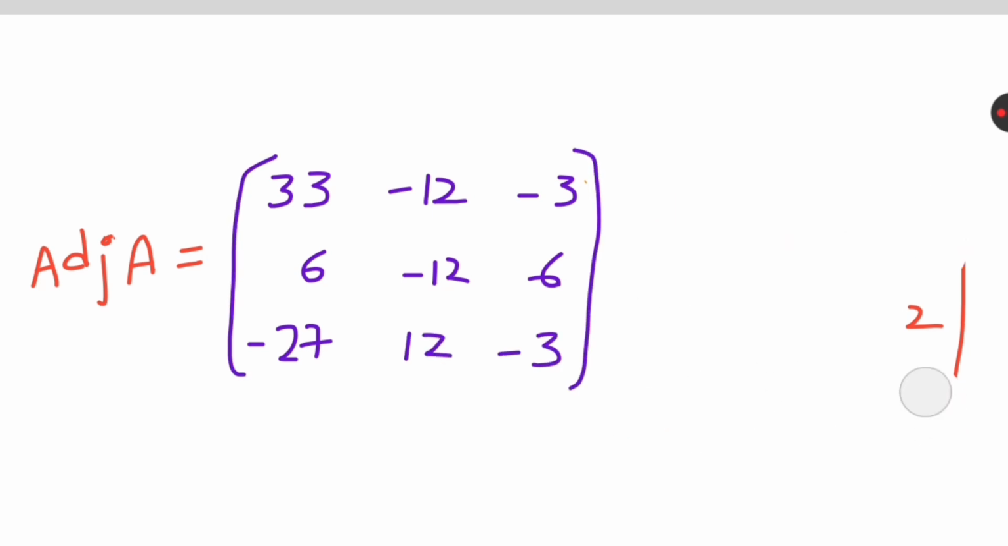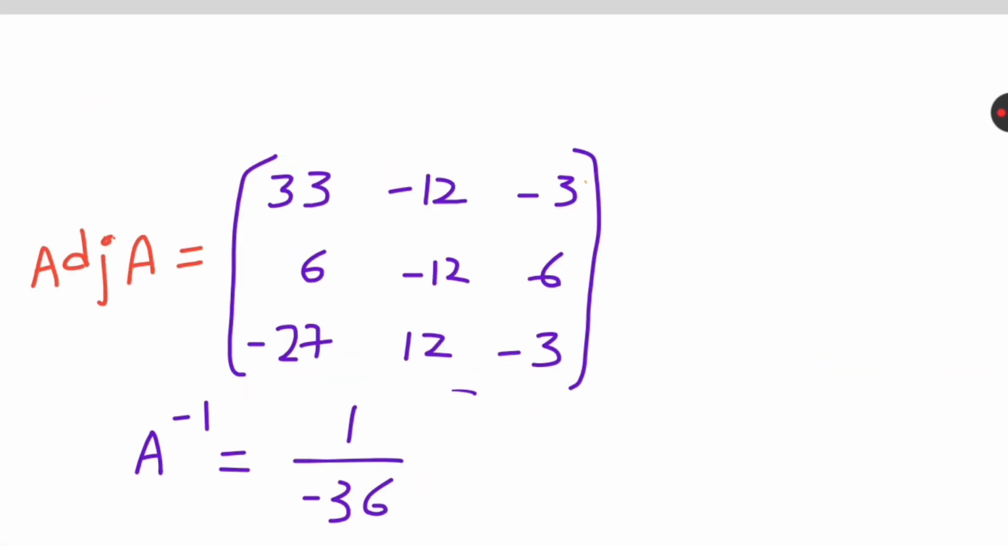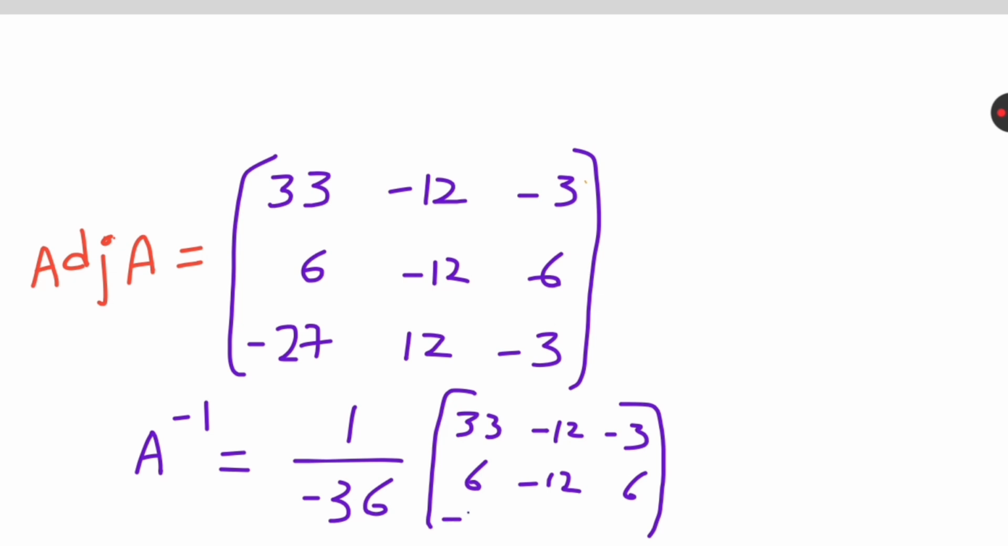So like that, using the shortcut trick you can simply find the inverse of the 3 by 3 matrix or 4 by 4 matrix also. So now A inverse is equal to 1 over determinant of A. Just now we found that the determinant of this matrix is minus 36. Let's take that, times adjoint of A. So adjoint of A, the matrix is 33, minus 12, minus 3, 6, minus 12, 6, minus 27, 12, minus 3. This is the inverse of this matrix.